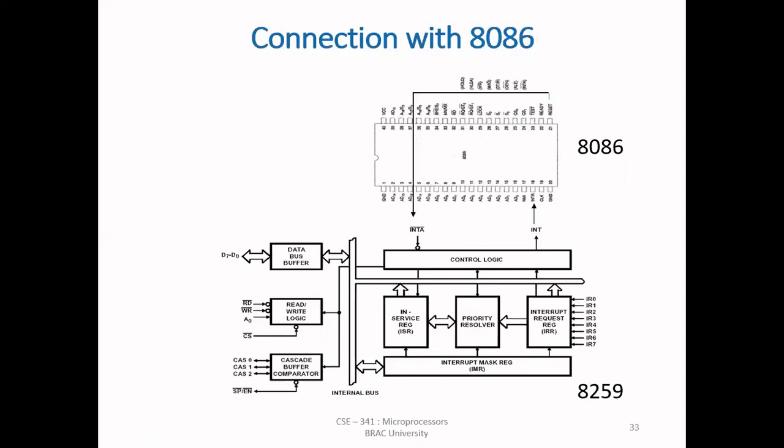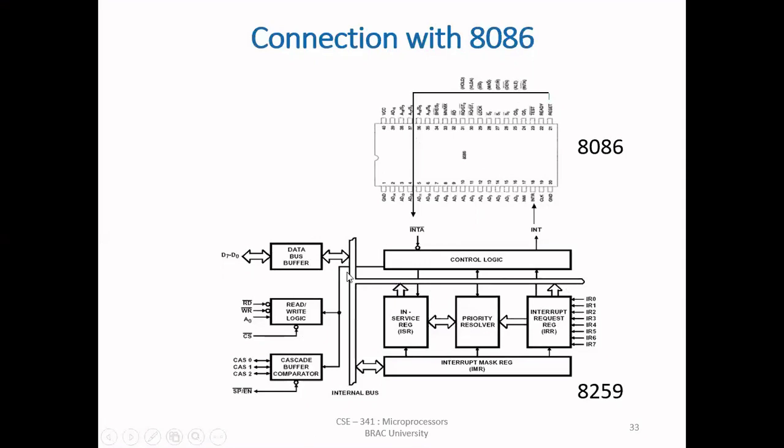The point here is that the 8259A funnels interrupt signals from up to 8 different sources. 8 different sources mean from keyboard, from mouse, from printer, from scanner, etc. into the 8086 interrupt input. And it specifies the 8086 interrupt type for each of the 8 interrupt inputs.